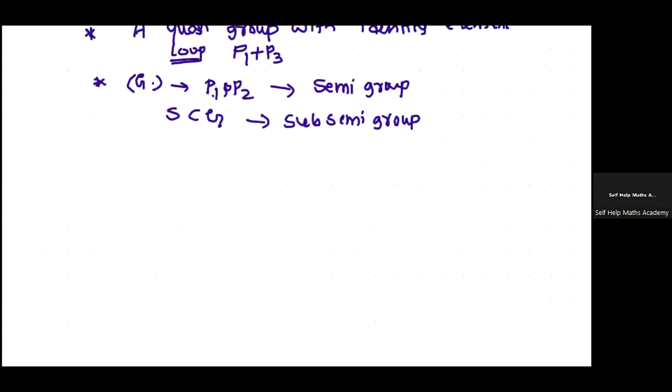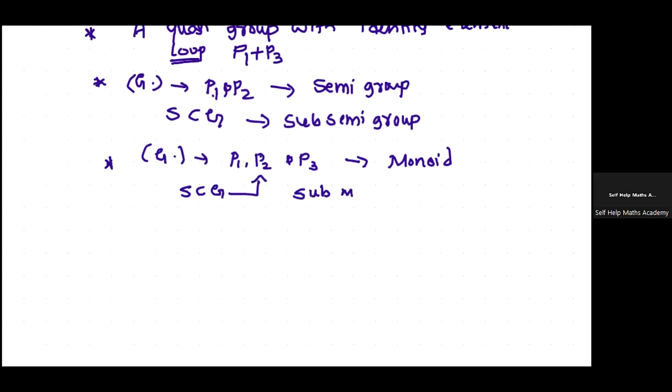Let's see. If G together with the binary operation satisfies P1, P2, and P3, so it satisfies the closure property, associative property, and the identity element, then we call it a monoid. And if I have a subset S of G, which also satisfies these three properties, then we call it a submonoid.